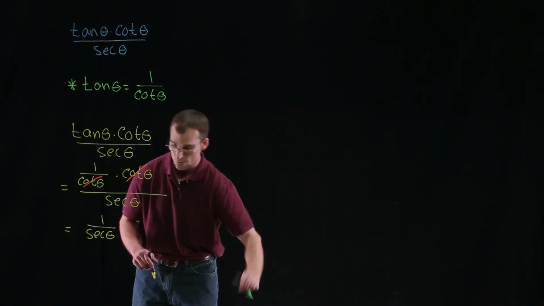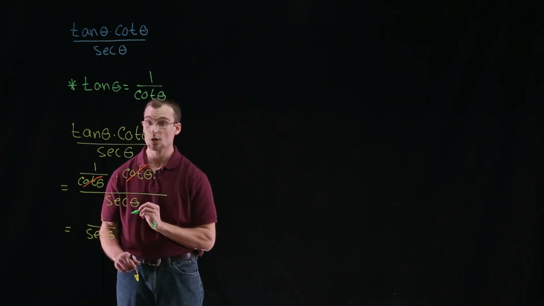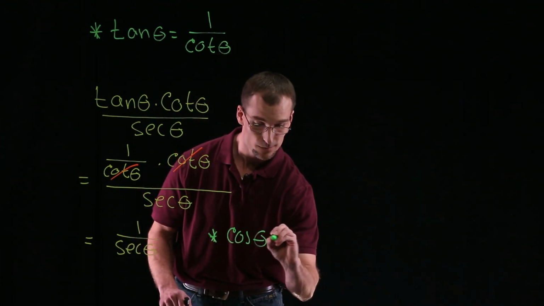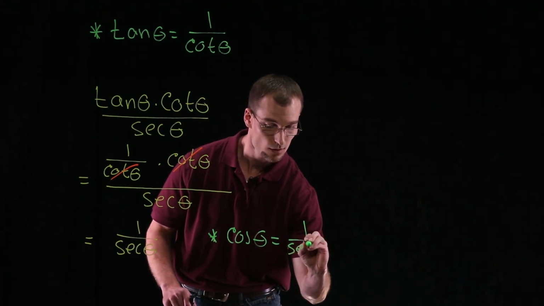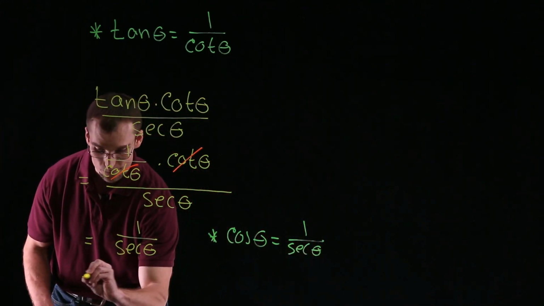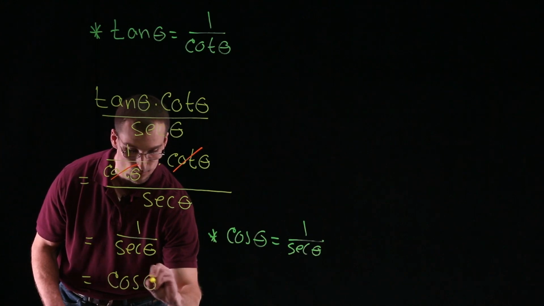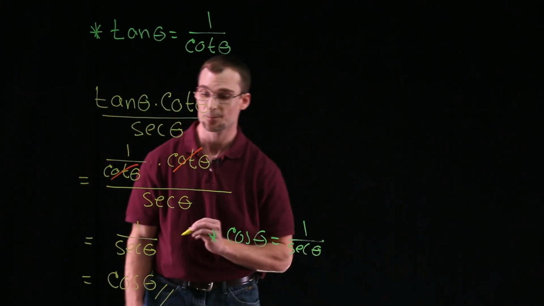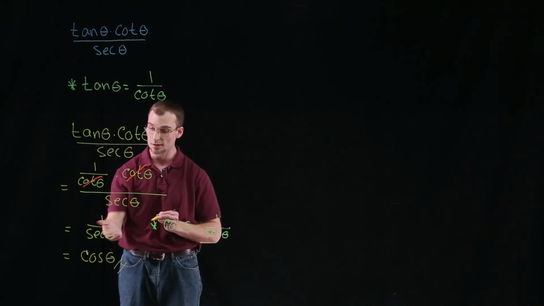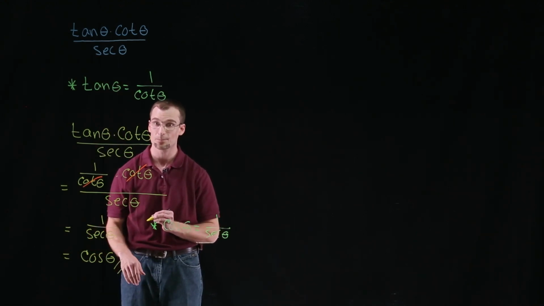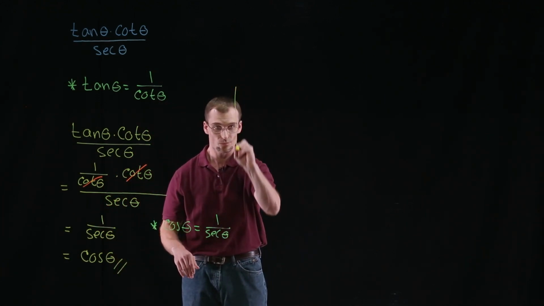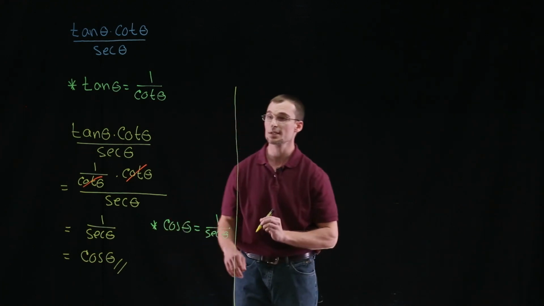And then lastly, what is 1 over secant theta equal to? Well, we know that cosine theta is equal to 1 over secant theta. So 1 over secant theta is cosine theta. Okay. So we've taken the expression from tangent theta times cotangent theta divided by secant theta all the way down to equal to cosine theta. Now, like I said, there's more than one way to do this. So let's take a look at that.